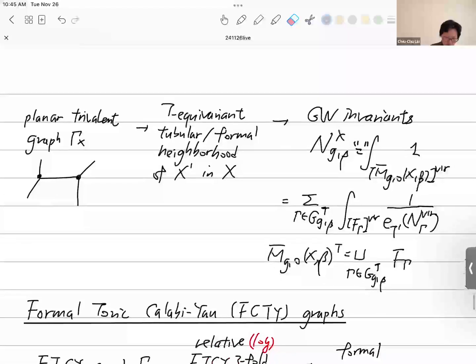Okay, so the idea is the following. Recall that we take an X and we produce this planar trivalent graph gamma X. And then from this planar trivalent graph, we can reproduce a T-equivariant formal neighborhood of the one-skeleton in X. So a T-equivariant formal neighborhood of this union of zero- and one-dimensional orbits of the torus action.